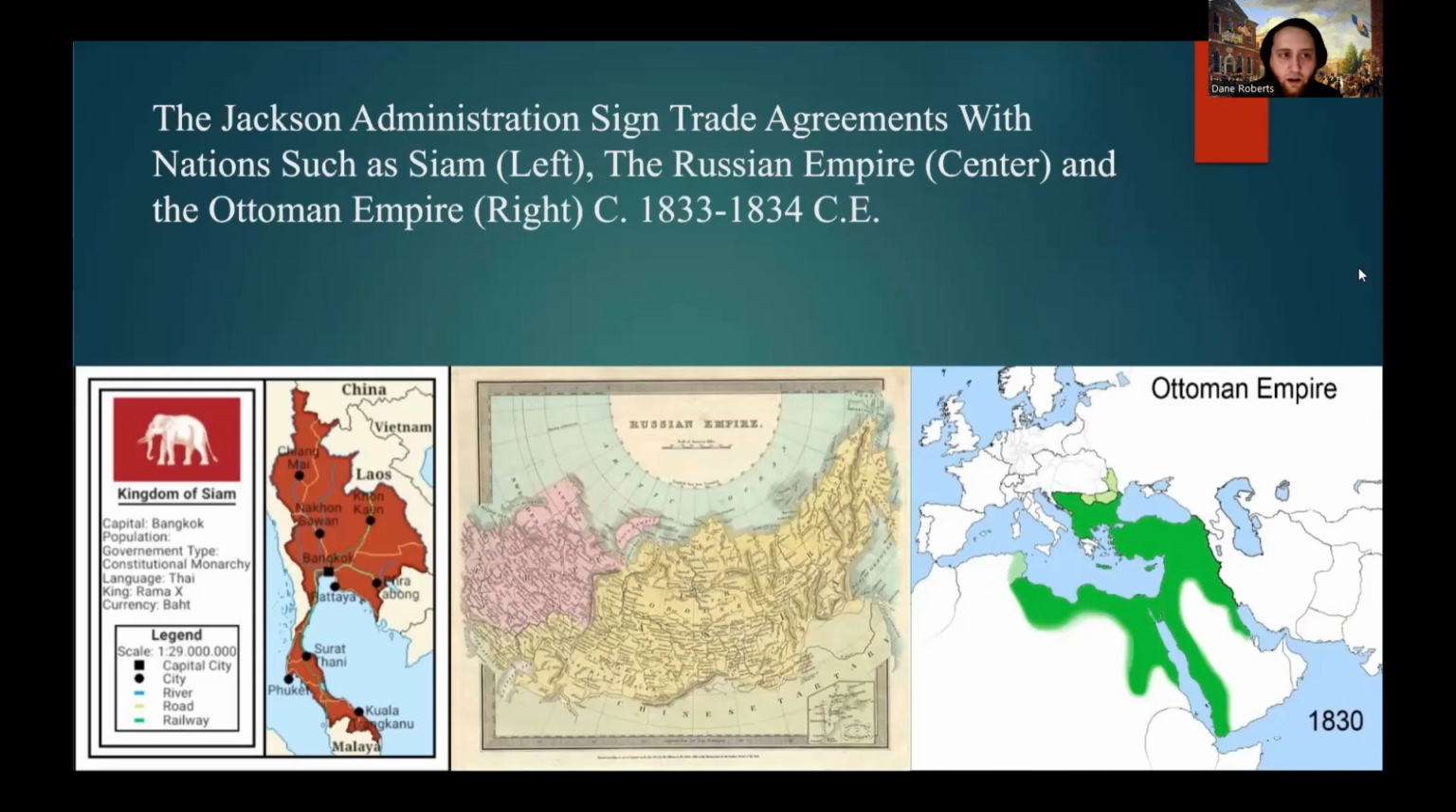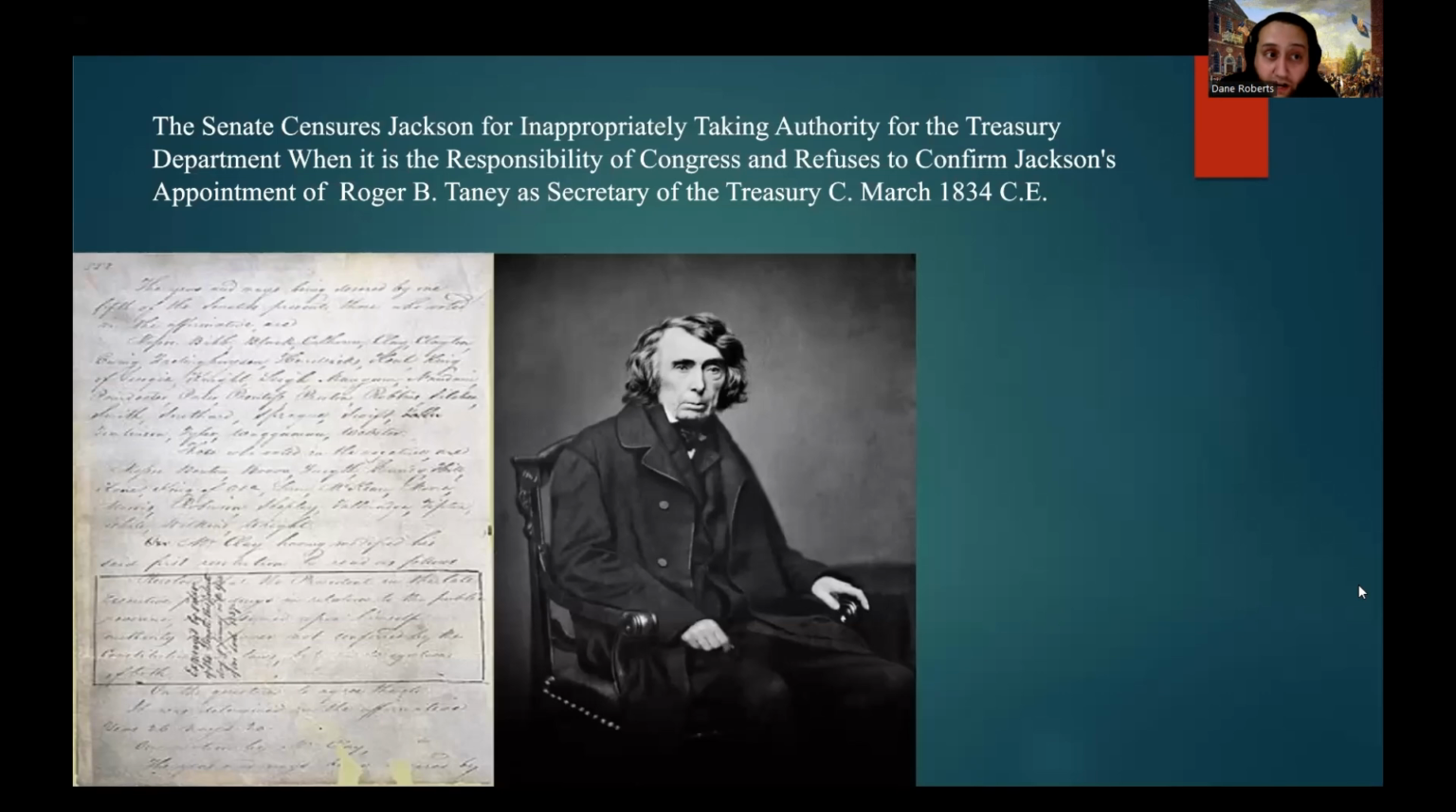During his second term, the Jackson administration would sign trade agreements with nations such as Siam, the Russian Empire, and the Ottoman Empire between 1833 and 1834 CE. Also, during this time, the Senate would censure Jackson for inappropriately taking authority for the Treasury Department when it was the responsibility of Congress, and they would also refuse to confirm Jackson's appointment of Roger B. Taney as Secretary of the Treasury in March 1834 CE.